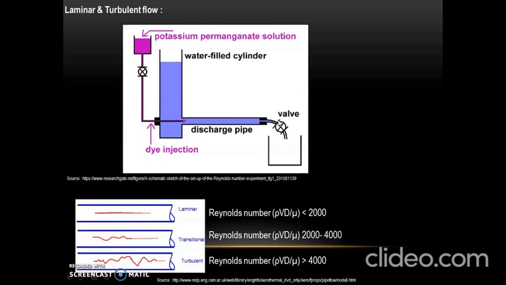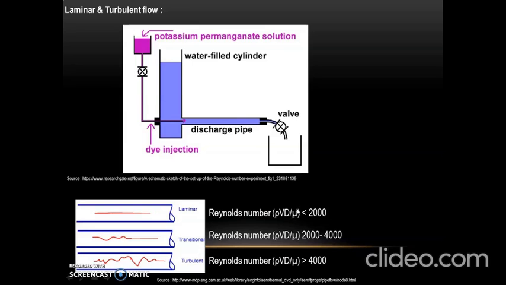Later on, water will be allowed to flow into a measuring jar with which we will be able to find its discharge. So discharge divided by area of pipe, that is pi by 4 d square, will give us the value of velocity. The density of the liquid and viscosity of the liquid will be known. So rho Vd upon mu will give us the value of Reynolds number.